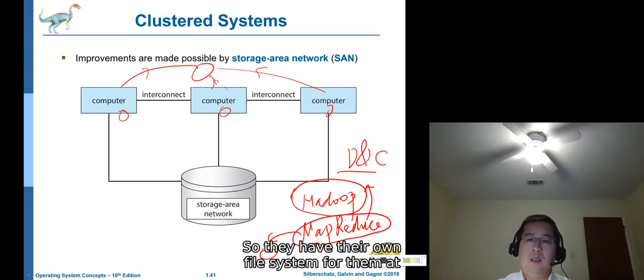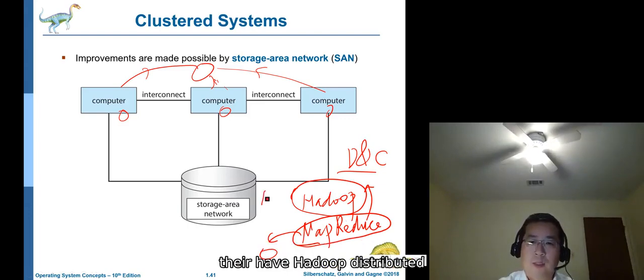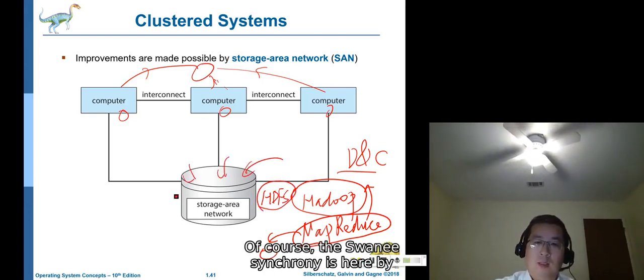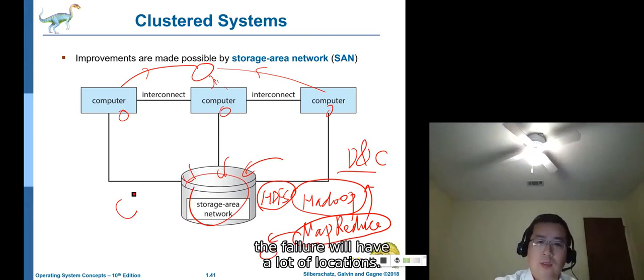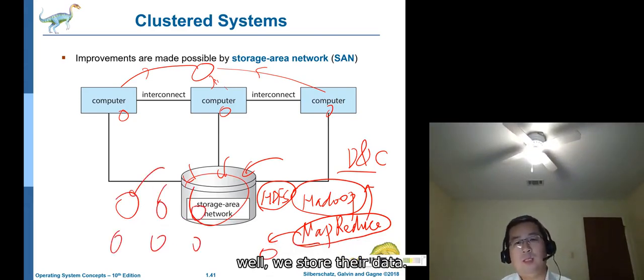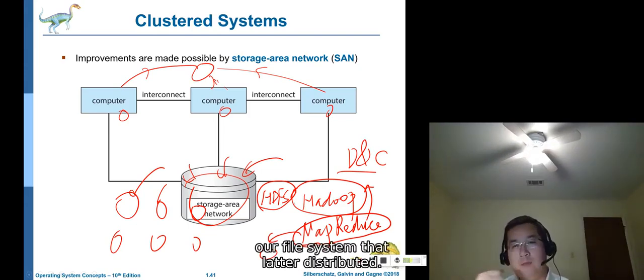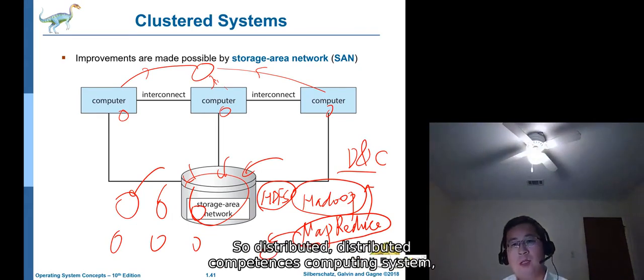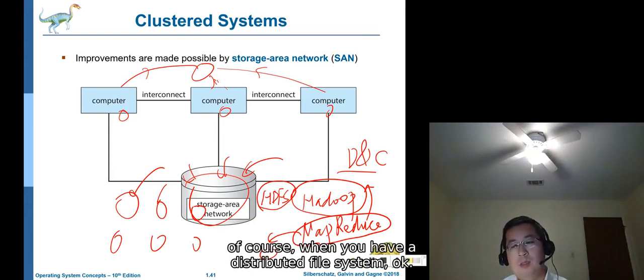So they have their own file system. For example, they have the Hadoop distributed file system. You think the data is here, but in fact we have a lot of locations. They can find the location where we store the data. In our computer we have our file system, but not distributed. So in a distributed computing system, of course, we need to have a distributed file system.